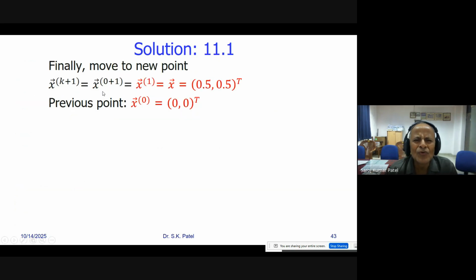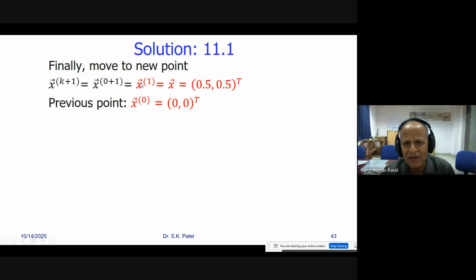Now go to pattern move. So here pattern move will be, previous point is 0, 0. If x0 is 0, 0, this 0.5, 0.5 will be x1. Here, since we do not have any previous point, we cannot establish any pattern. So in this iteration, we will have only exploratory move, no pattern move. Because before 0, 0, we don't have any other point. So we don't have any scope to establish a pattern. So 0.5, 0.5 is your x1.